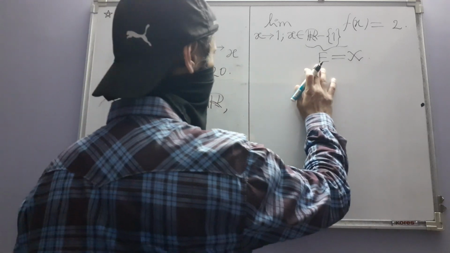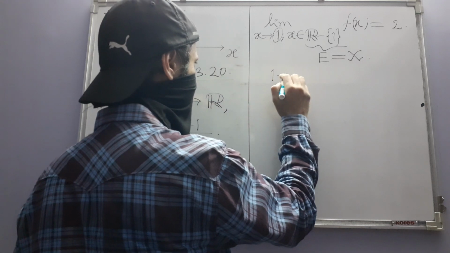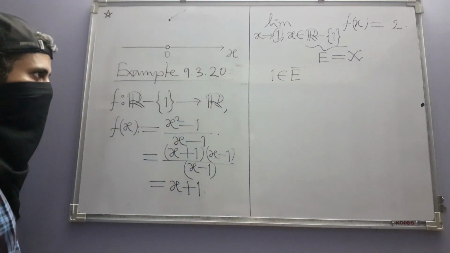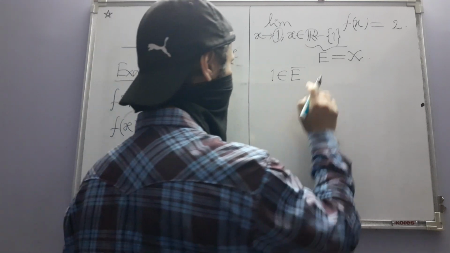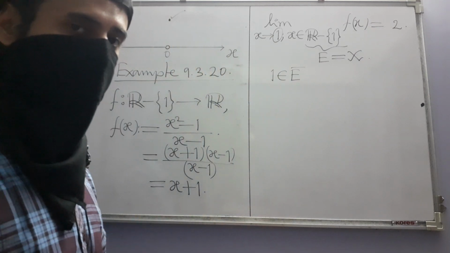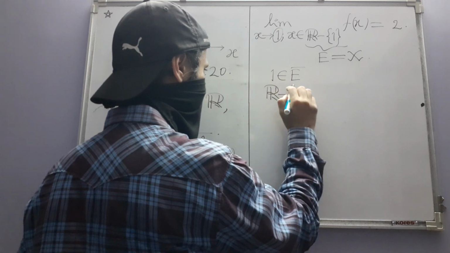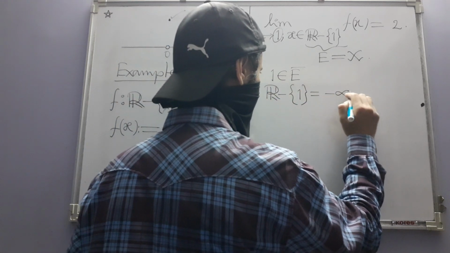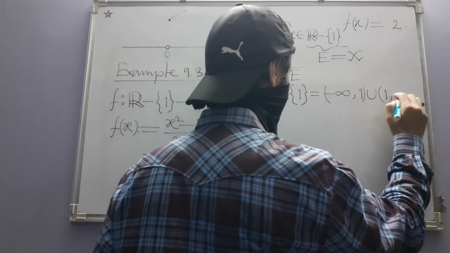Okay, what is 1? 1 should be an adherent point of E. Is it true? Look very carefully. We should not take anything for granted. Our set is actually this interval, right? Union this other interval.